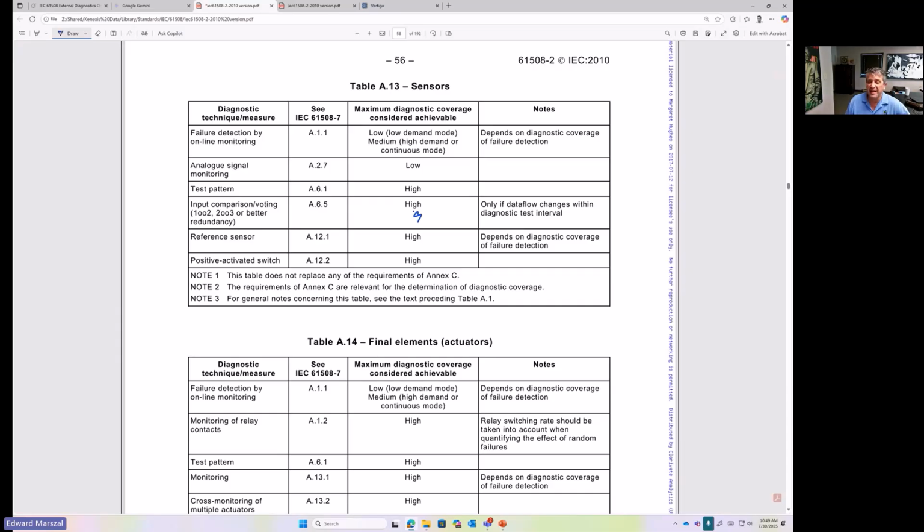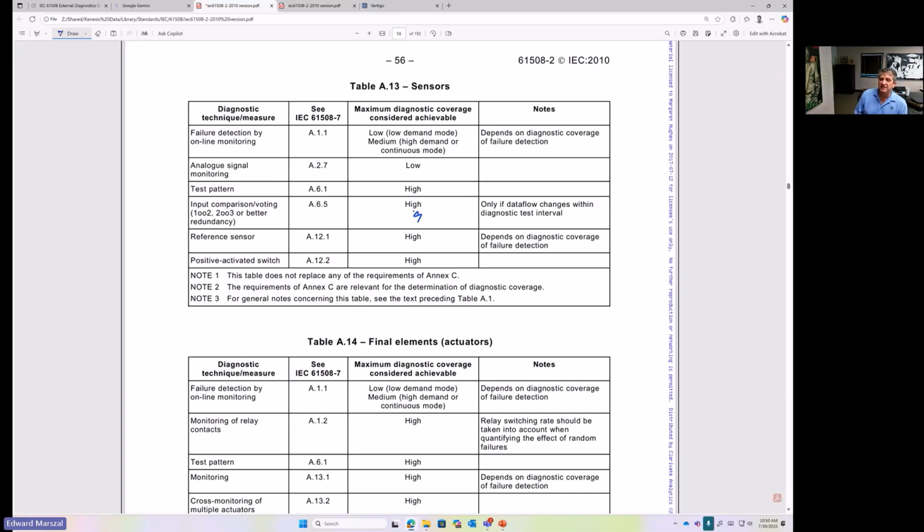That's greater than 99%, is what the standard says. Now, are you going to get that in your plant? No. And let me tell you a whole bunch of reasons why the answer is no. For this high diagnostic coverage, 99%, we're basically assuming that the 2 or 3 comparisons are occurring at the same level of quality using the same type of equipment.